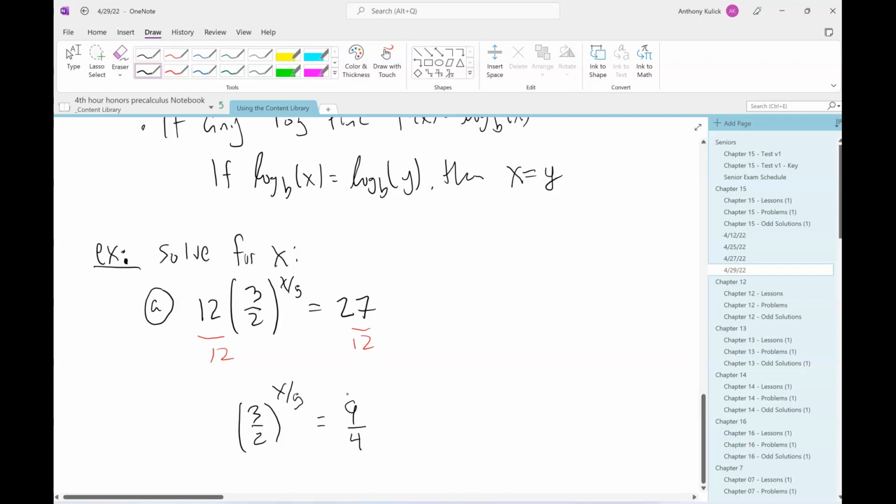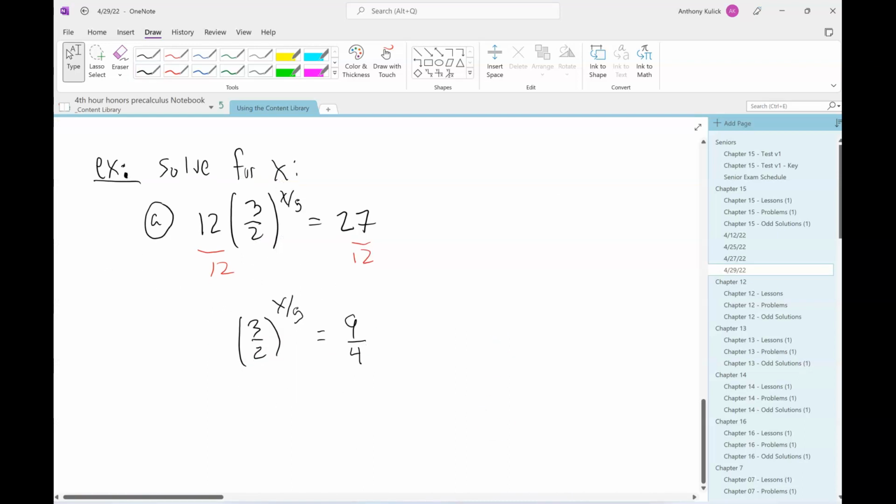If the bases are different, the exponents need to be the same in order to multiply them together. The 12 has exponent 1, the 3 over 2 has exponent x over 5. Different exponents. If they both had the same base, you could multiply them together by adding the exponents and keeping the base the same. But if both are different, there's nothing we can do with that. So then we do log base 3 over 2, right? That is one way of doing it, sure.